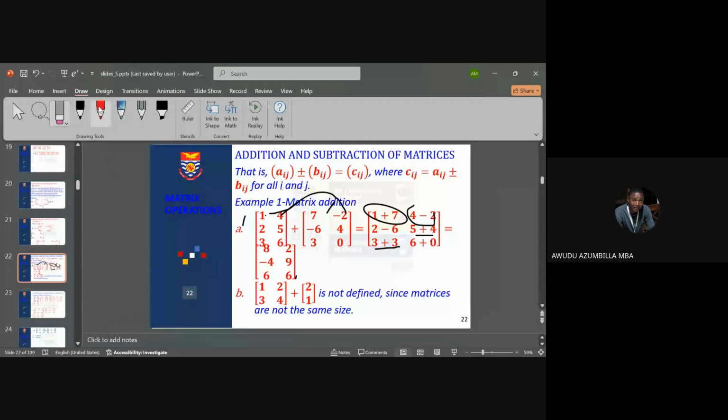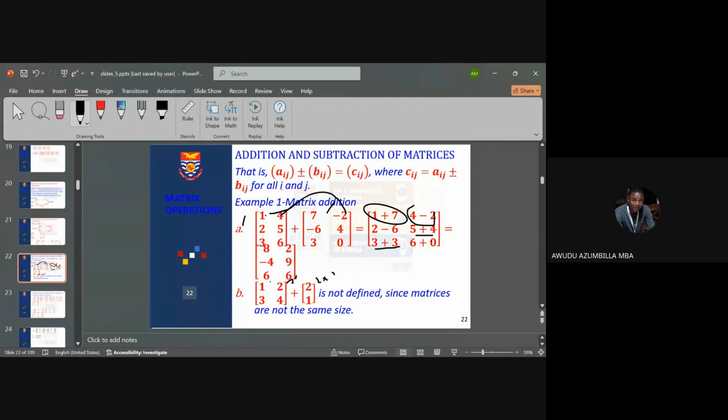Let's look at the second one. You can see that the second one, we have 2 by 2 here. But here, this is 1 by 2 by 1. This is 2 by 1. So it will not work. They are not the same. They are not the same dimension. So it won't work.